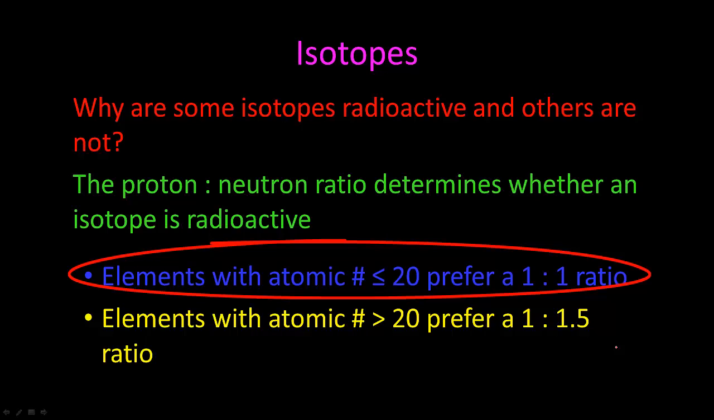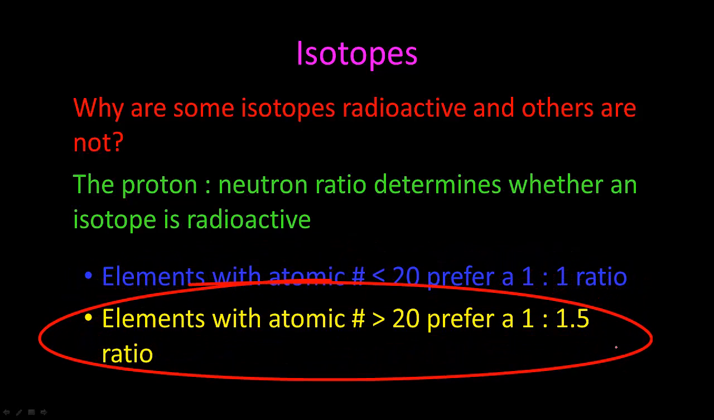Hydrogen is an exception, but in general, for every one proton that an atom has, it would prefer to have 1 neutron with that. So if it has 2 protons, it would prefer to have 2 neutrons. Elements with an atomic number greater than 20 prefer a 1 to 1.5 ratio. So for every 1 proton, it prefers 1.5 neutrons. Now remember, you can't have half a neutron, you can only have a whole number of neutrons. And that's not the case for every single atom, it's just in general.